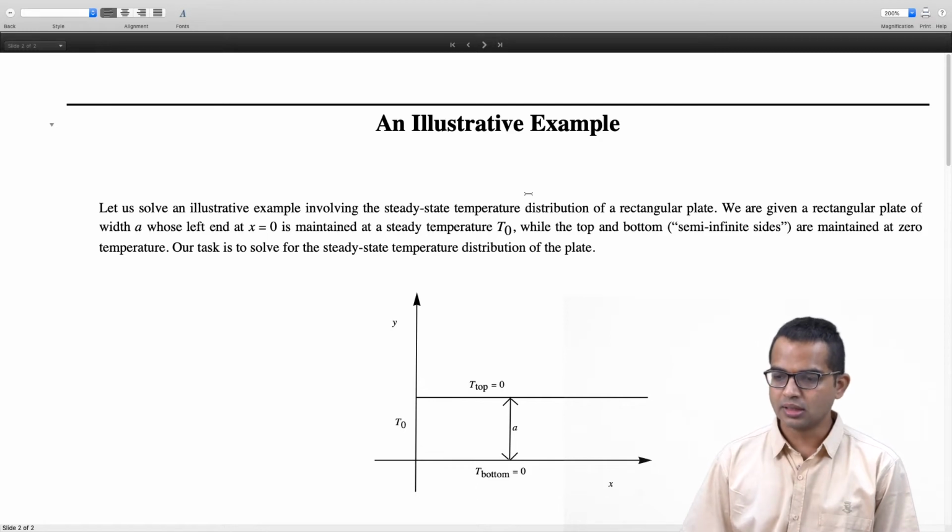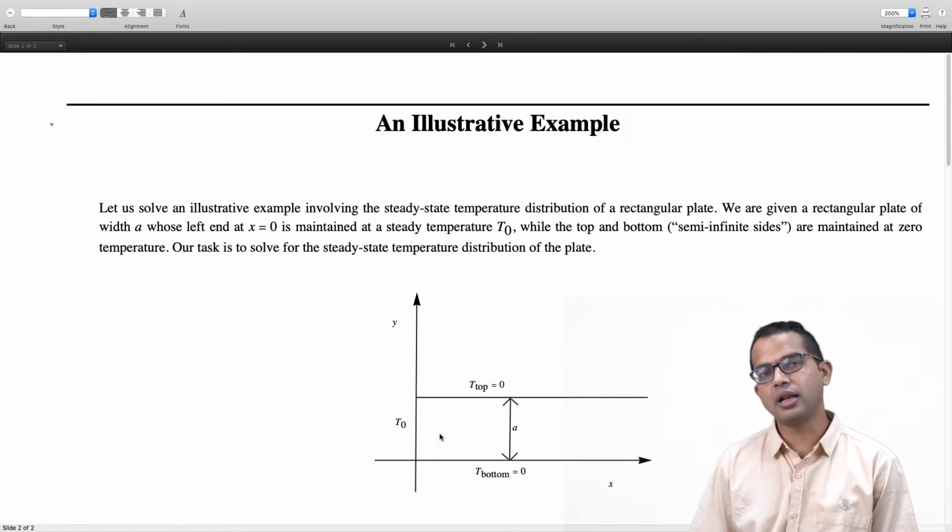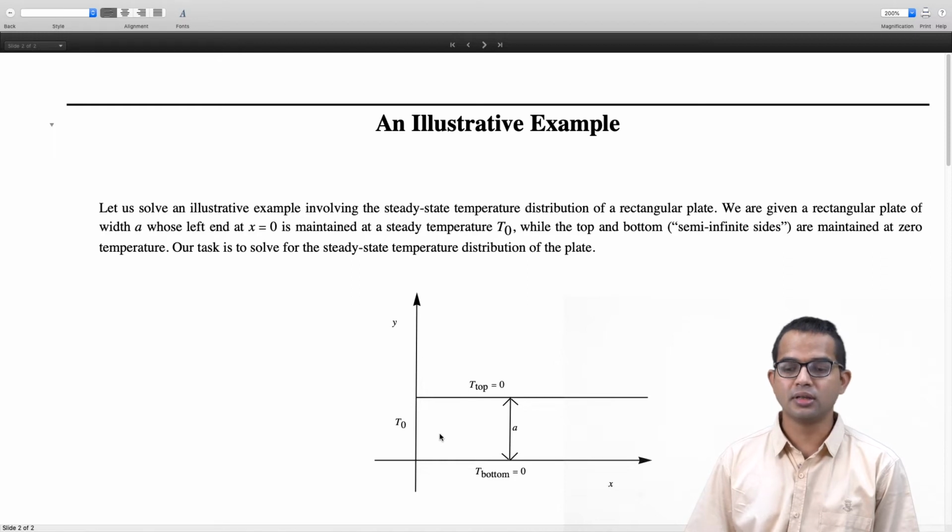So imagine this semi-infinite rectangular plate, right? So the top and bottom are maintained at 0 temperatures of this rectangular plate, so it lies in the xy plane. So it has this width a, and the left end is maintained at some temperature T0. So the question is, if this entire system reaches steady state, what would be the temperature at all the points on this semi-infinite rectangular plane?